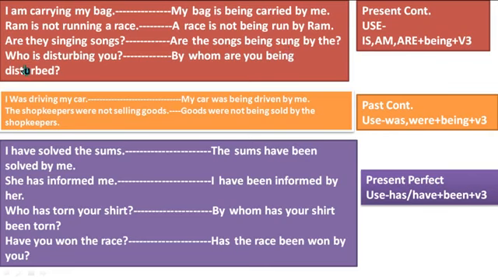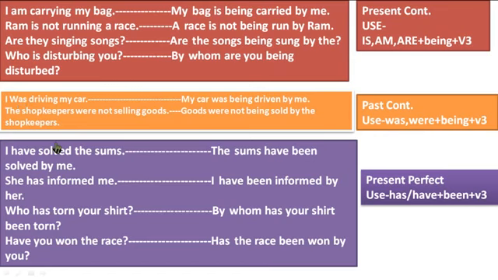Next sentence is who is disturbing you. Who is changed into by whom. Are you being disturbed? And the next tense is past continuous tense. It is used in the same way as present continuous tense. The only difference is we use was and were instead of is, am, are.